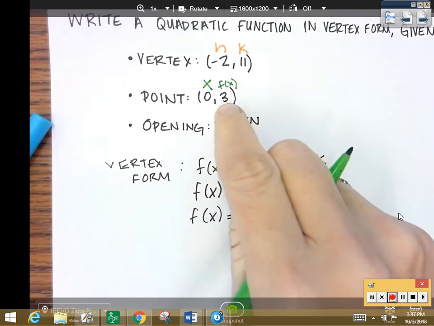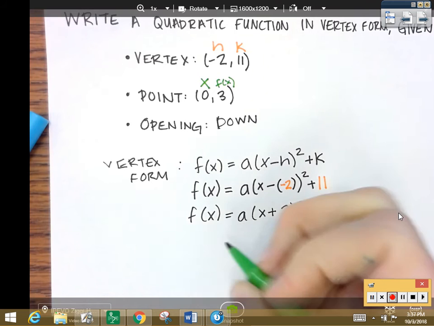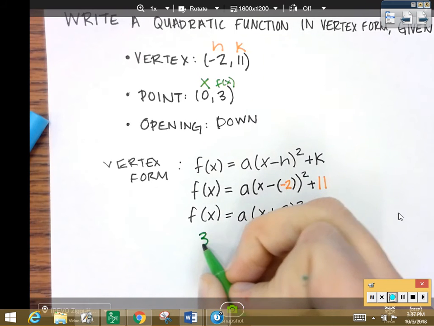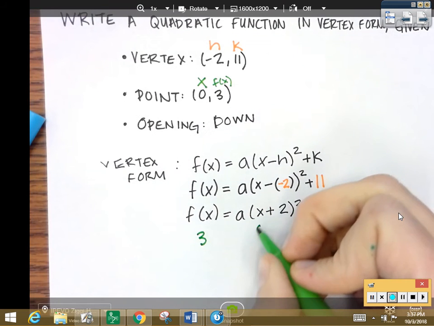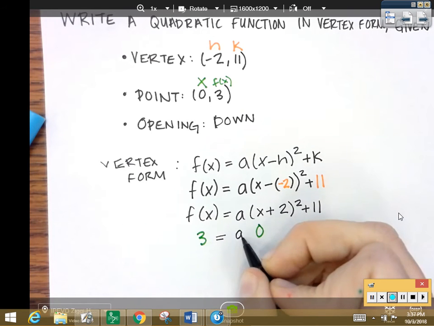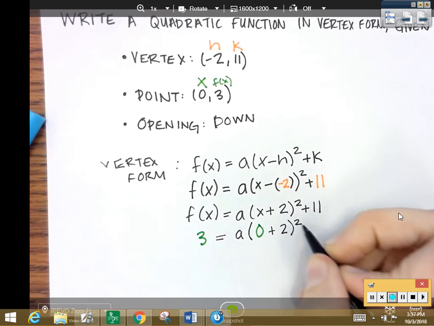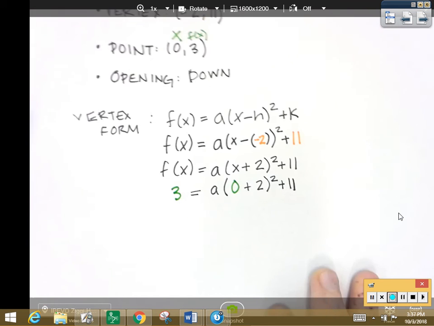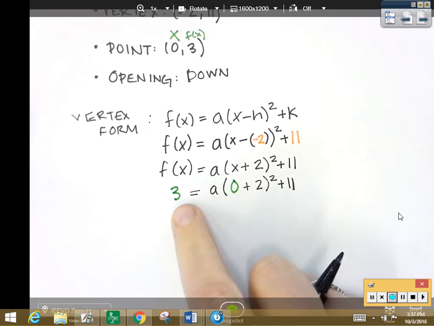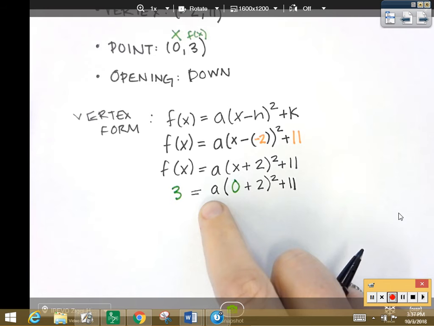So I'm going to plug in this 3 for my f of x and this 0 for my x. So here we have 3, and in for the x I'm going to plug in 0. So I get 3 equals, I still don't know what my a is, and then drop down this parentheses, plus 2 squared plus 11. Now I have an equation that's all numbers except for my variable a, and when it's all numbers just with one variable, you can go ahead and solve for this a value.